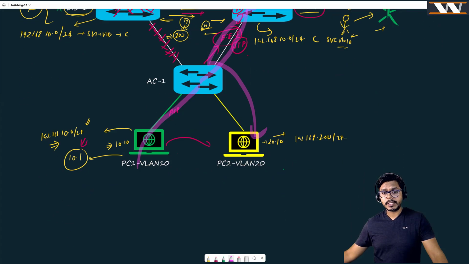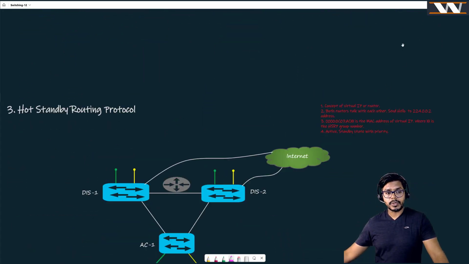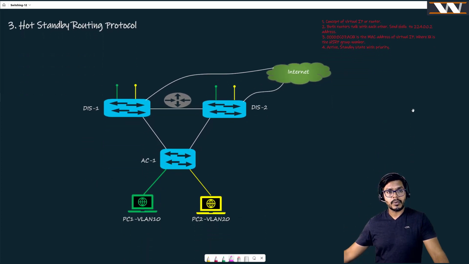The protocol which Mr. Rahul is thinking of is actually known as the Hot Standby Router Protocol.